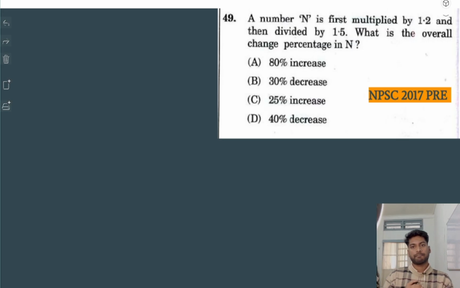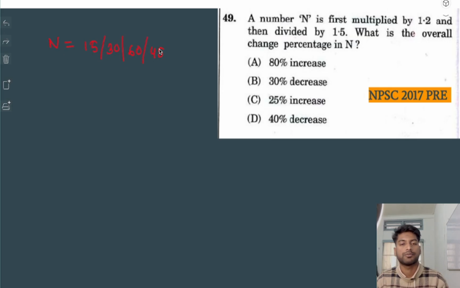Interesting question. A number n is first multiplied by 1.2, and then divided by 1.5. What is the overall change percentage in n? Very good. So you have to think of a number. You can take 1 also, you can take 2 also, you can take 5 also. But if you ask me, I'll take n as 50 or 30 or 60 or 45.